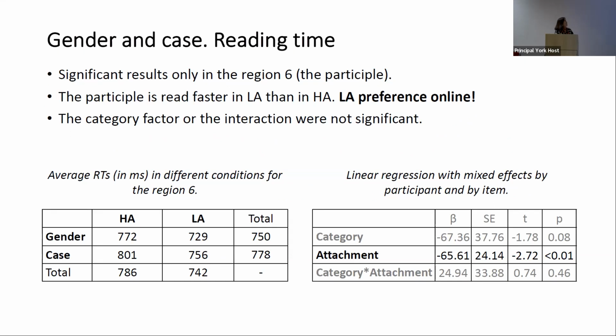First of all, the reading times in the first experiment. Okay, thanks. So there were significant results only in region 6, where the participle was that had to be disambiguated in favor of the high or low attachment. And the participle was read significantly faster in the low attachment condition compared to the high attachment condition, which means that we got a low attachment preference online. And the category factor and the interaction were not significant.